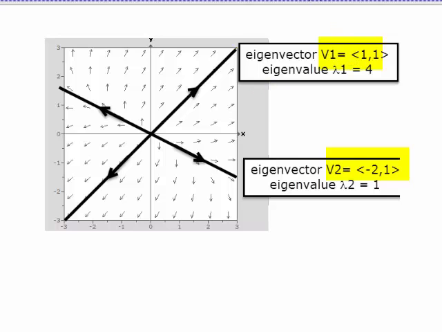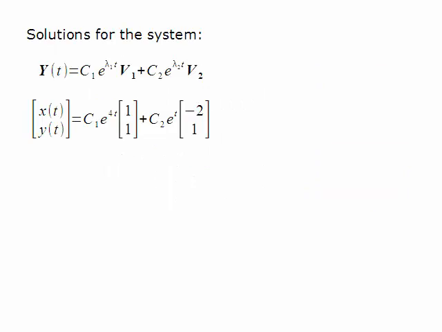We can draw these outgoing arrows on these already because we know that it's a source. Both eigenvalues are positive. So here's the solutions. Here was the first eigenvalue, which has a value of 4. Here's our eigenvector, 1, 1. Here's the second eigenvalue, which was 1. And the second eigenvector, which is minus 2 and 1.